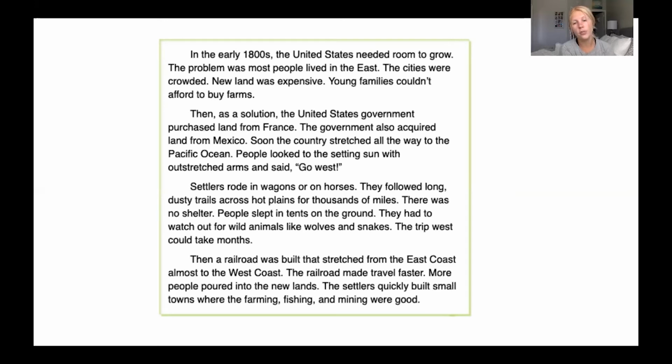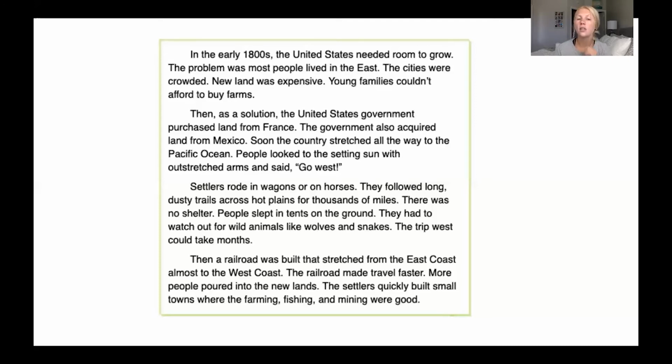Then a railroad was built that stretched from the east coast almost to the west coast. The railroad made travel faster. More people poured into the new lands. The settlers quickly built small towns where farming, fishing, and mining were good.